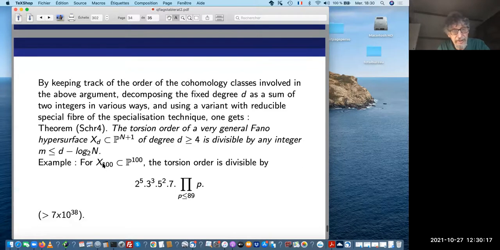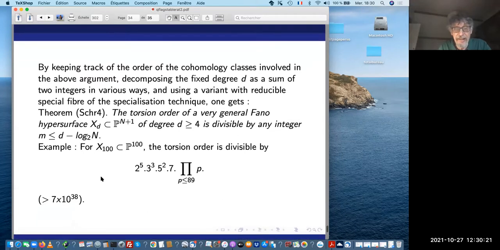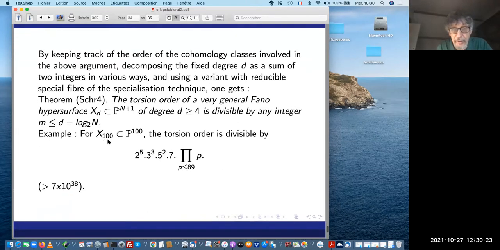And so the first time you see it, you don't realize what this means. But here is the example. Suppose you take X, a hypersurface of degree 100 in P^100. The torsion order is divisible by this integer, but these are primes. So in degree 100 in P^100, if this thing is irrational, then the degree of irrationality is at least 7 times 10 to the power 38.